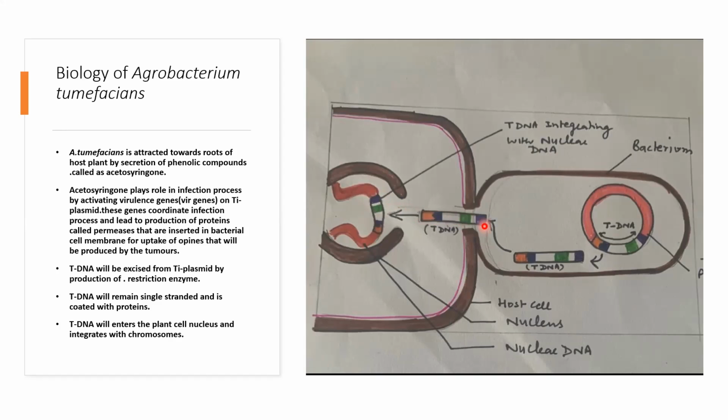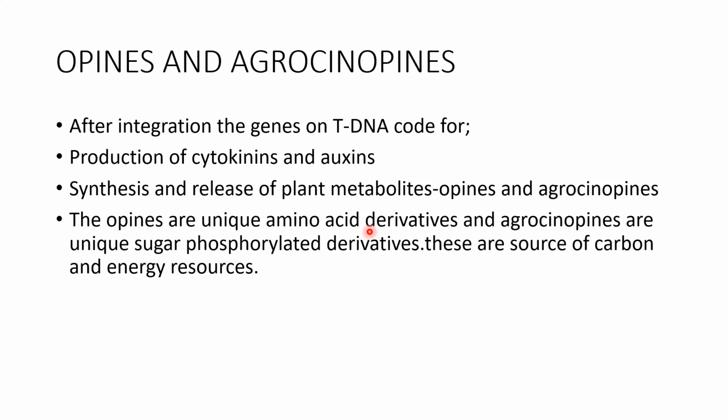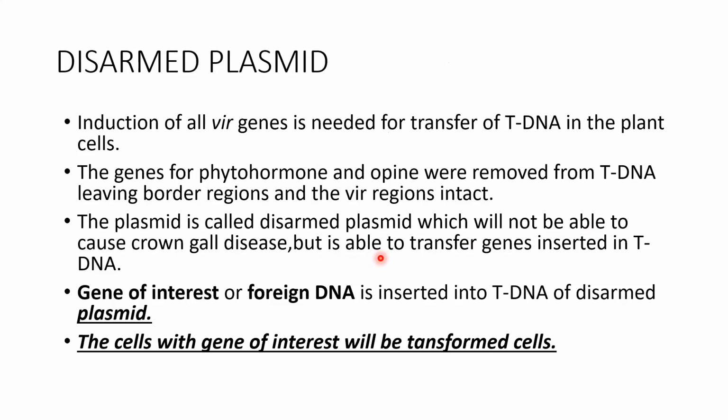When this tDNA is getting separated from this Ti plasmid, it is single stranded, but when it integrates into the host DNA, it will become double stranded. After integration, the genes on the tDNA code for production of cytokinin and auxin, and also release certain plant metabolites, opines and agrosinopines. Opines are amino acid derivatives, and agrosinopines are unique sugar phosphorylated derivatives. They will provide carbon and energy source for bacterial growth and multiplication.